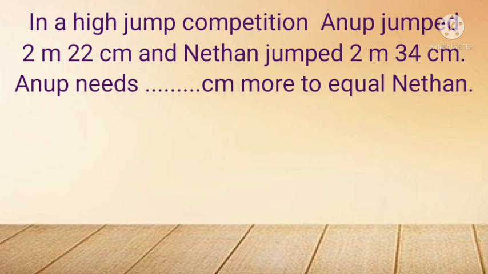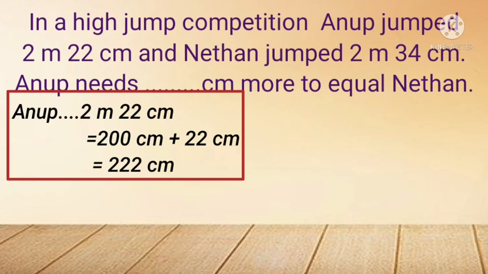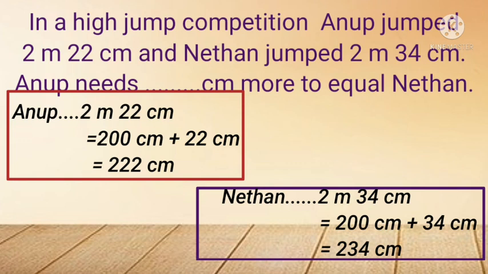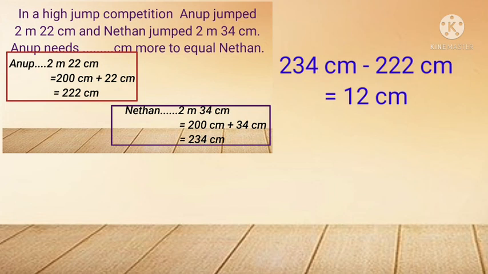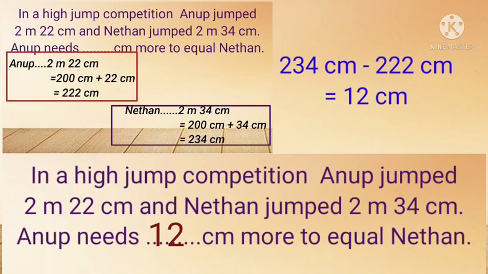In order to find out the more centimeters that Anup needs to equal Nathan, you need to convert all these measurements into centimeters. Then you can see that Anup jumped 222 centimeters high and Nathan jumped 234 centimeters high. So here, in order to find out the answer, you need to find the difference between 234 centimeters and 222 centimeters. It will give you 12 centimeters. So, Anup needs 12 centimeters more to equal Nathan.